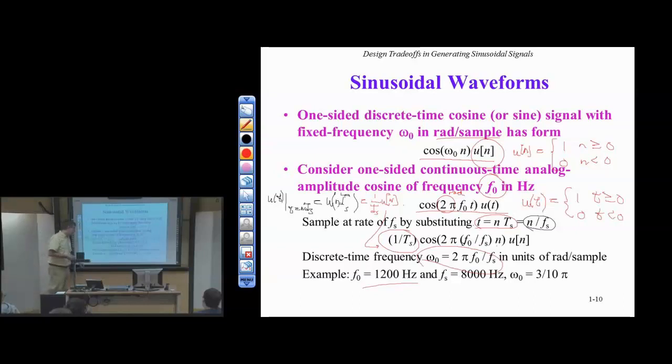Now, in practice, the next thing we have to worry about is the gain. The gain from the theory says we should scale the cosine by 1 over the sampling time, or equivalently, 1 over the sampling rate. That's the theory, and that's to preserve the area of the one-sided cosine in continuous time. In the discrete time case, we don't have to do that. We don't have to preserve the area.